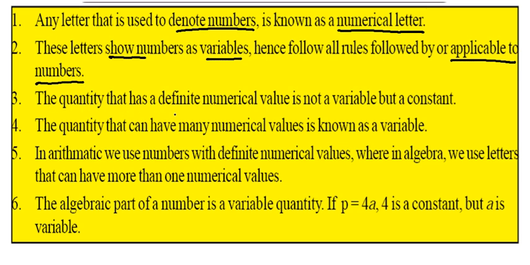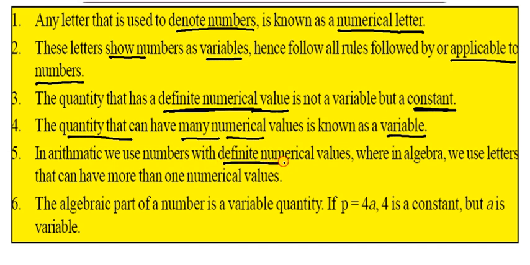If a quantity has a definite numeric value, it is not a variable, it is a constant number. If a quantity can have many numeric values, then it is a variable. In arithmetic, we use numbers with definite numeric values.